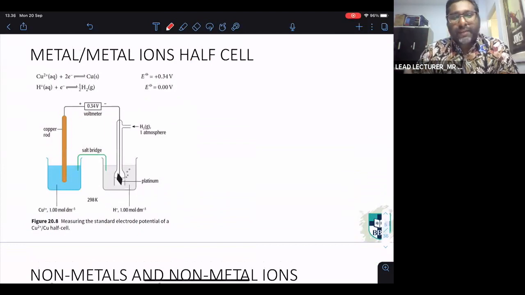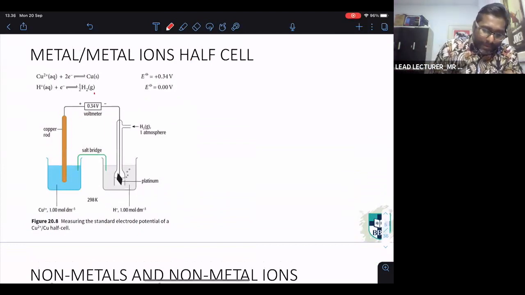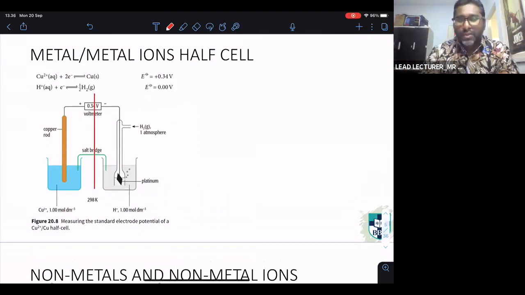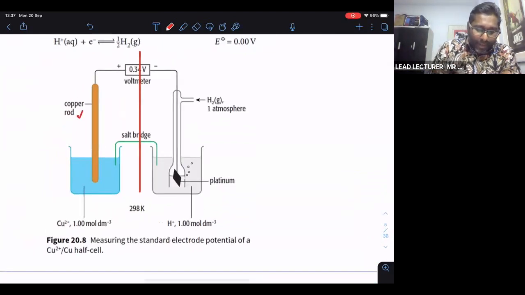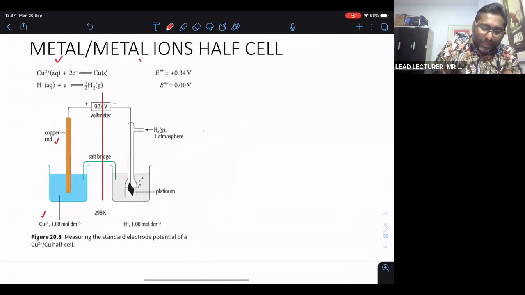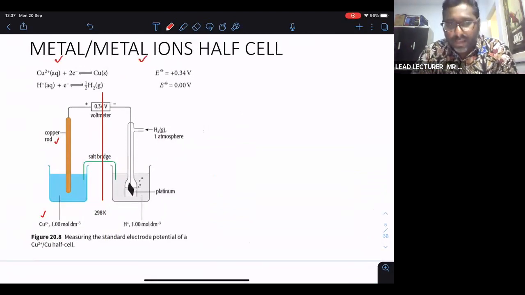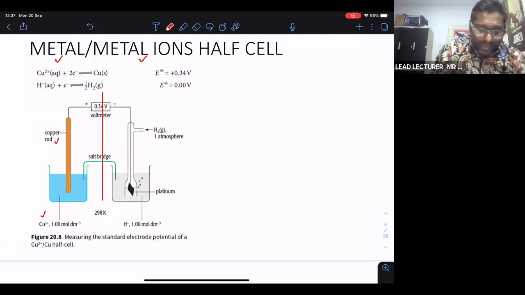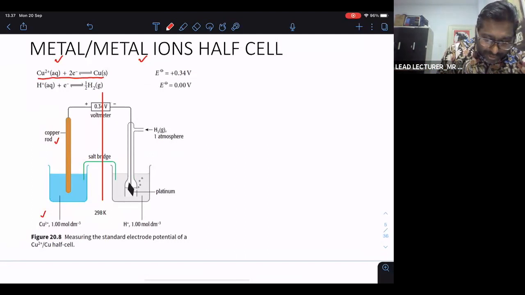So this is going to be a setup. The one on the right hand side is your reference, the hydrogen cell. On the left hand side you can see a copper rod and then copper ion. This is an example of a metal and metal ion half cell. How it works and so on, you should know. But I am teaching you how, if you have a metal and metal ion, we see that from the equation itself.